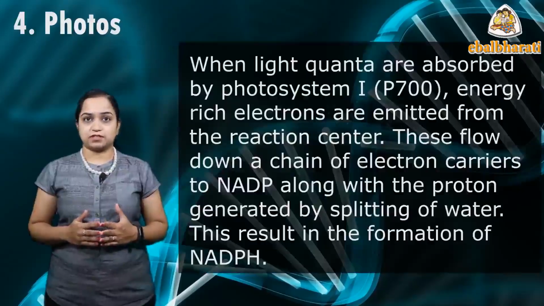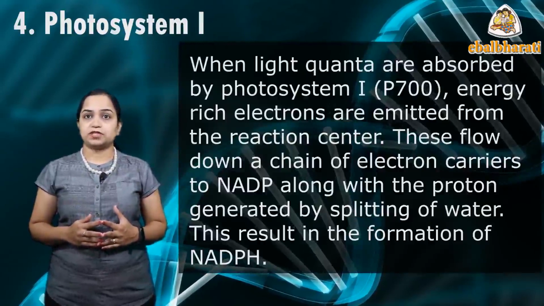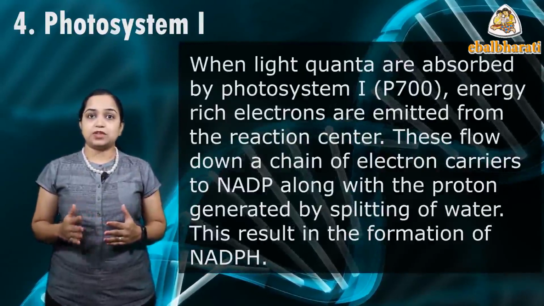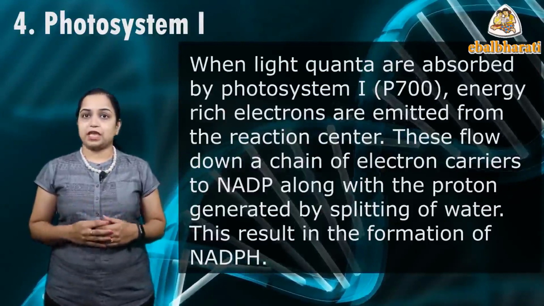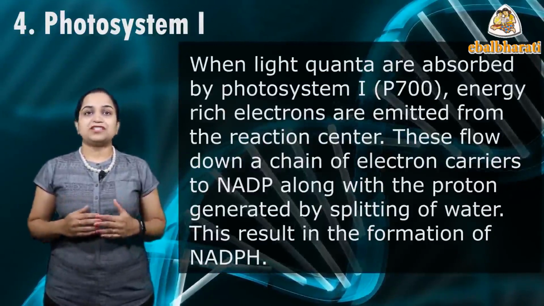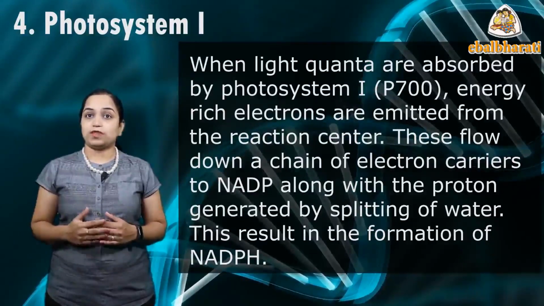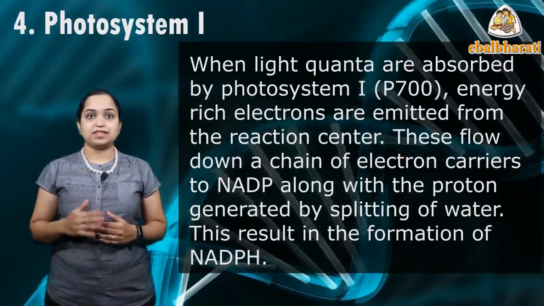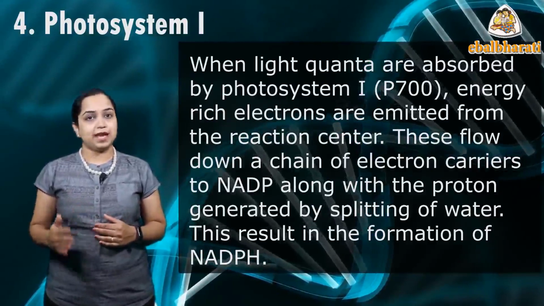Photosystem first. When light quanta are absorbed by photosystem first, P700, energy-rich electrons are emitted from the reaction center. These flow down a chain of electron carriers to NADP along with the protons generated by splitting of water. This results in the formation of NADPH.